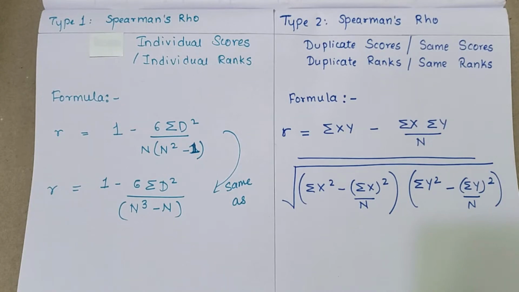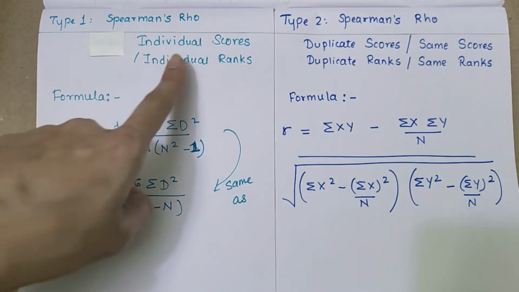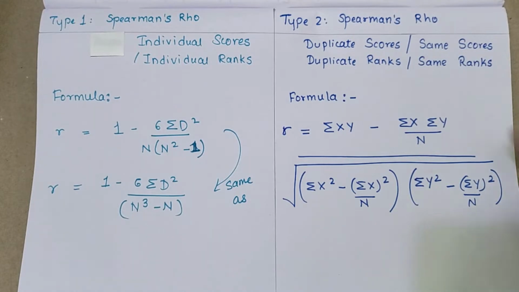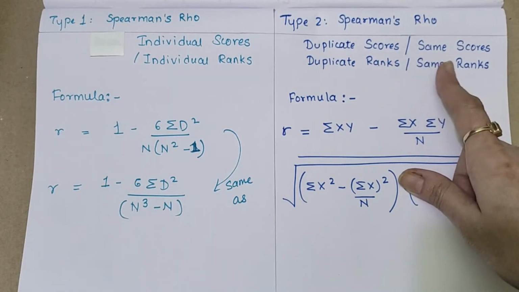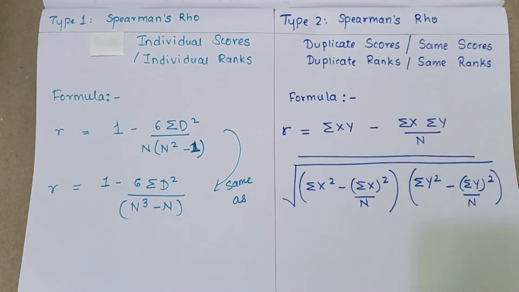In this video, let's look at Spearman's rho. There are two types of Spearman's rho formula. The first one is for individual scores or individual ranks. The second one is for duplicate scores, or you can call them same scores, or duplicate ranks or same ranks.